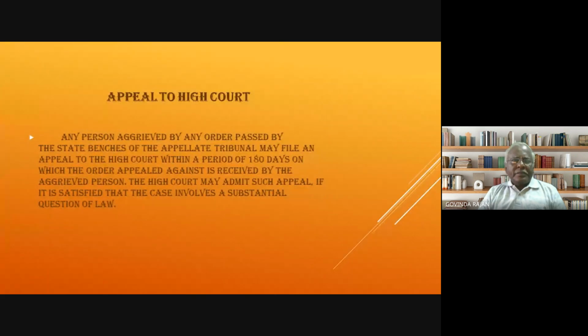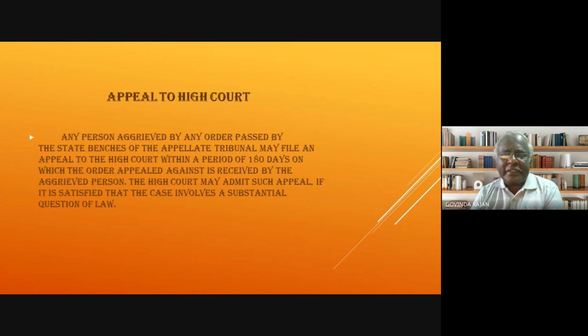Next, appeal to High Court. So the order has been given. Definitely, one person will be aggrieved, either the appellant or the department. So any person who is aggrieved by the order of the appellate tribunal may file an appeal before the High Court within 180 days from the date on which the order is received. So here also, the date of receipt of the order from the appellate tribunal is the criterion for counting the limitation.